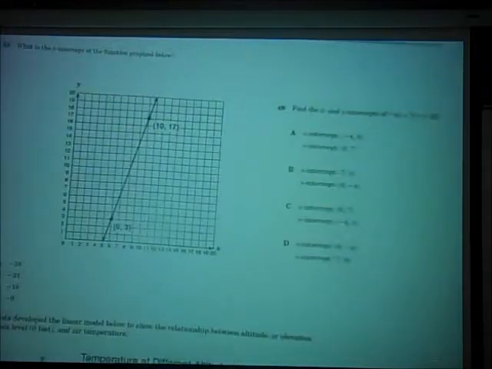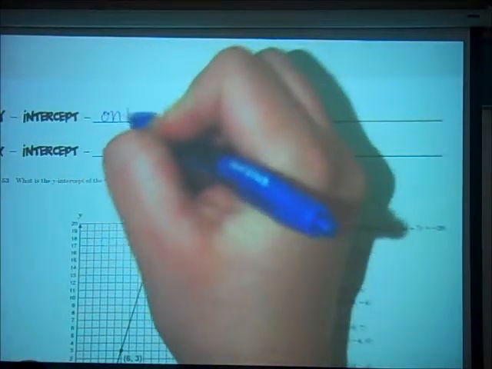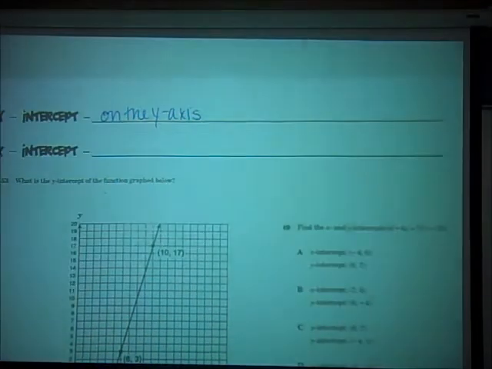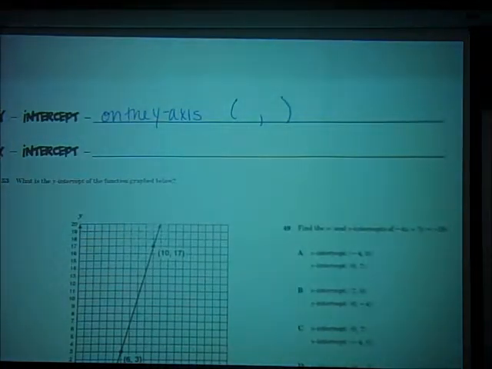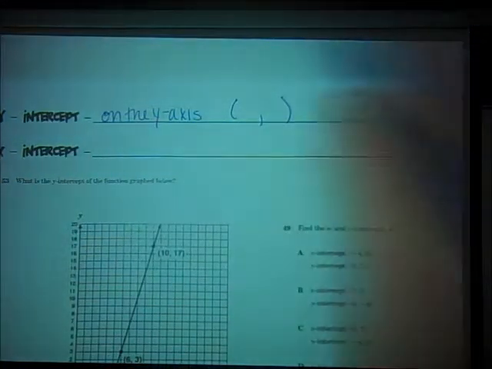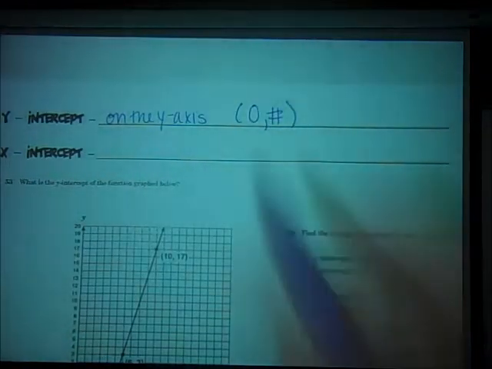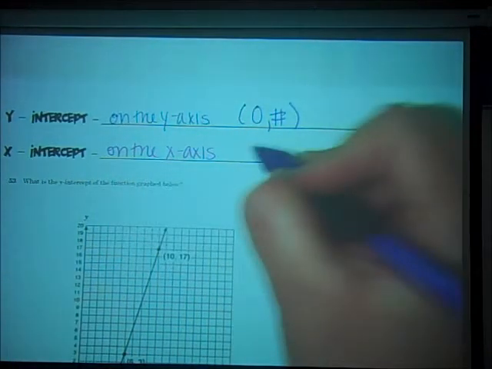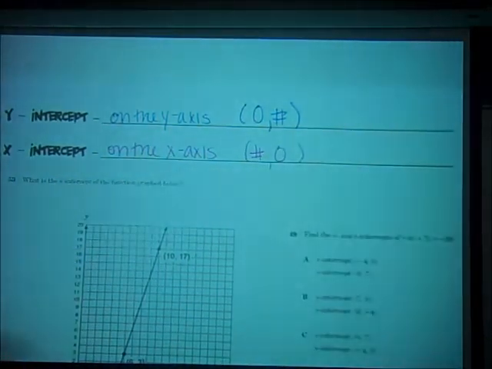Okay. All right. Y and X intercepts. Okay, a y-intercept. What's the definition? Or where do you find y-intercepts? Very good. So it's on the y-axis. What does a y-intercept look like in an ordered pair? Okay, it's zero, then a number. That's our y-intercept. So x-intercept would be on the x-axis. And what would it look like in an ordered pair then? Very good. It would be a number and then zero.